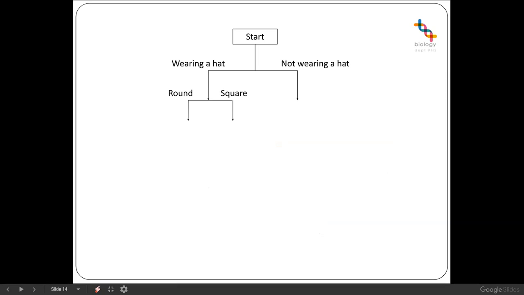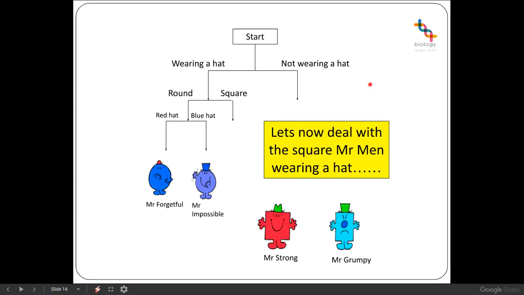So if we add that into our branching key, red hat versus blue hat gives you our separation and lets you identify Mr. Forgetful from Mr. Impossible. However, we've still got quite a few Mr. Men to identify and we've still got some gaps in our key. So let's go back to our square Mr. Men, which are wearing a hat. So we're going to fill in this one first of all.